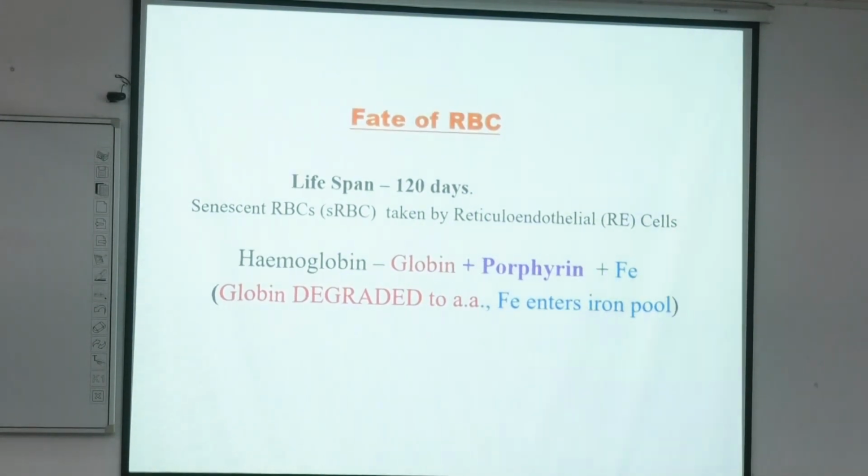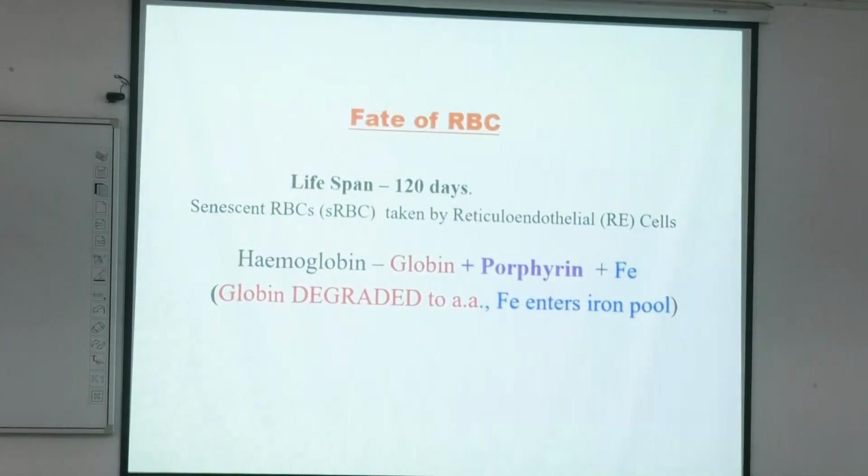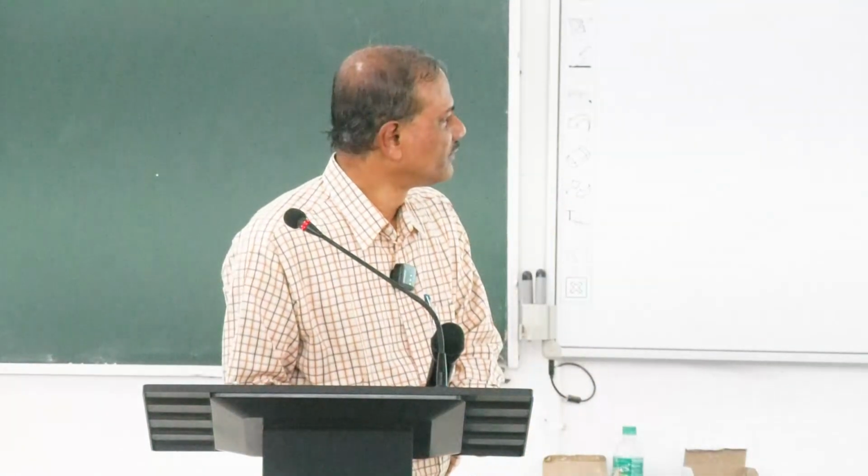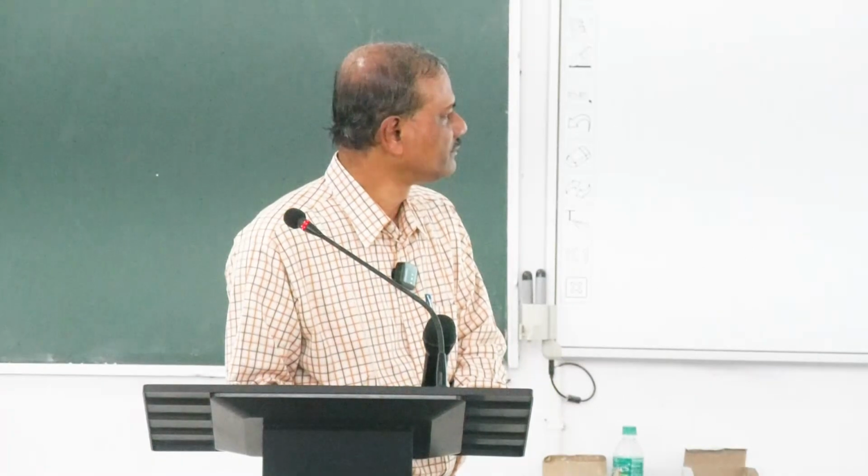So what is the fate of the mature RBC that is produced? RBC has a limited lifespan of 120 days on an average in a healthy individual. Remember, what I am talking about right now relates to healthy individuals, not disease. So after that, that cell will die. Now that dead cell will be taken up by the reticuloendothelial cells present in the spleen, bone marrow and the liver.